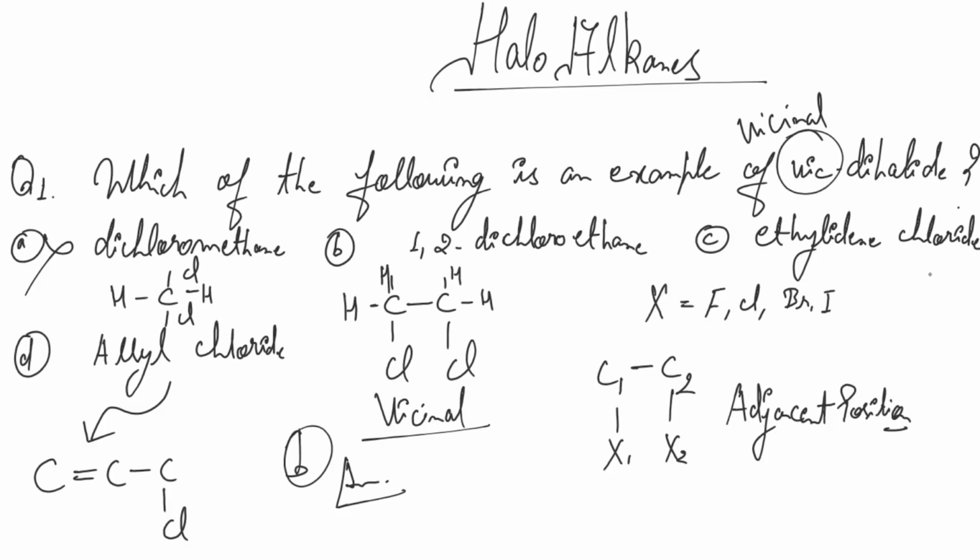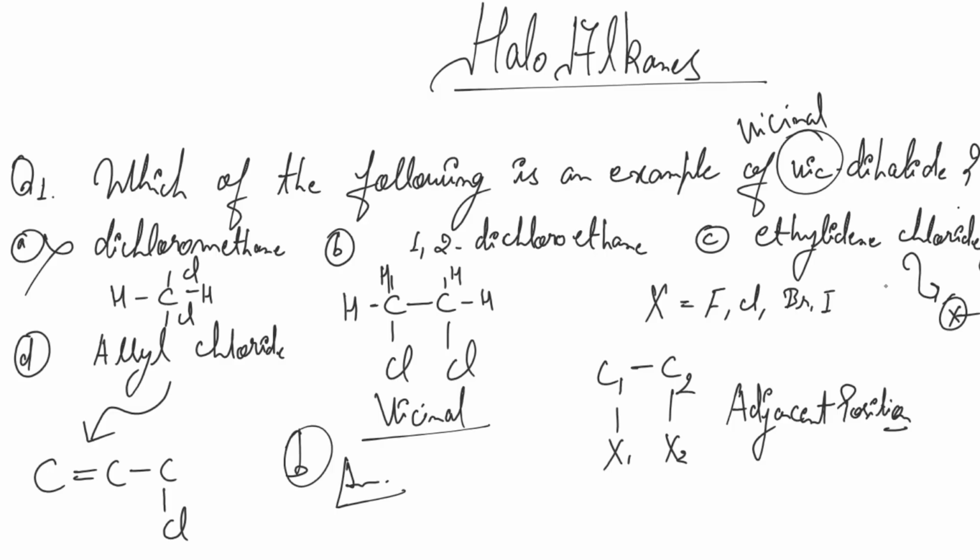What is the formula of the ethylene chloride? Okay, basically the ethylene chloride is the compound in which both the halogens are present on the same carbon, okay? Both the halogens are present on the same carbon, okay? So that's the ethylene dichloride, okay? Let's move to the next question.